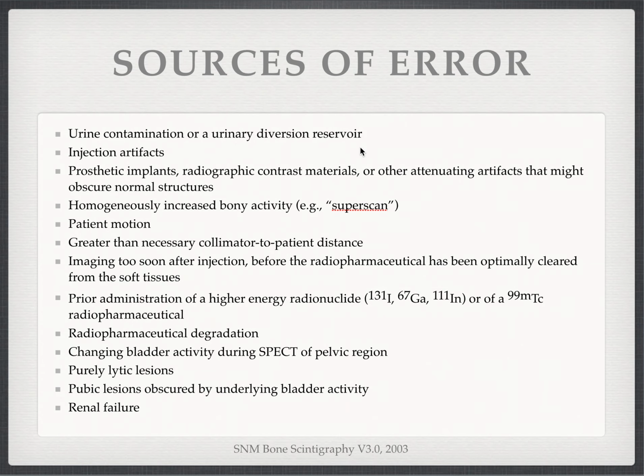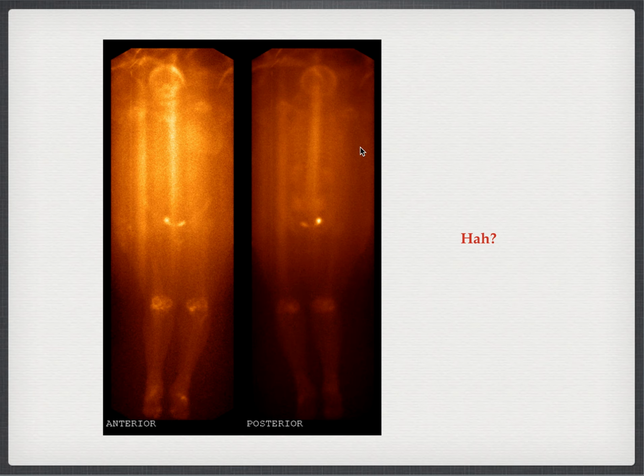Sources of error for bone scans, well, typically they have to do with injection artifacts, extravasations, not being aware of the implants, not being aware of the trauma. The soft tissues can become pretty confusing. So this is where we have to really compare to CT, MR, X-rays, previous bone scans, be familiar with the history to avoid misinterpretation. So what happened in this case?